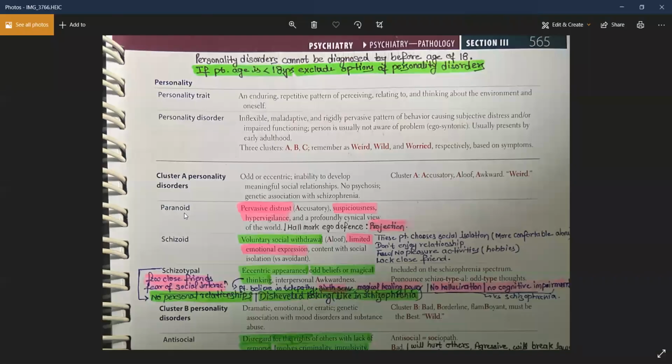Why can personality disorder not be diagnosed before age 18? Because up to the age of 18, the patient or any person, even us, are still developing their personalities. Is that because the frontal lobe is not mature completely until then? Yeah, exactly. Okay, thank you.